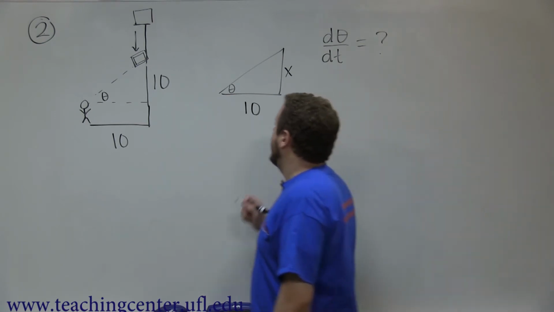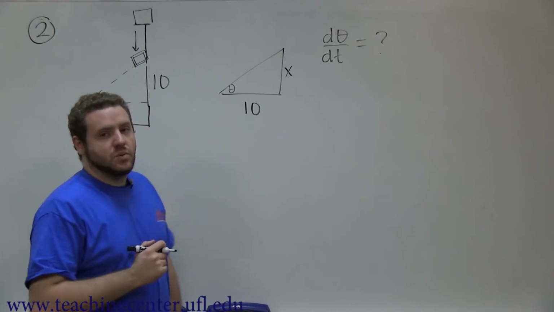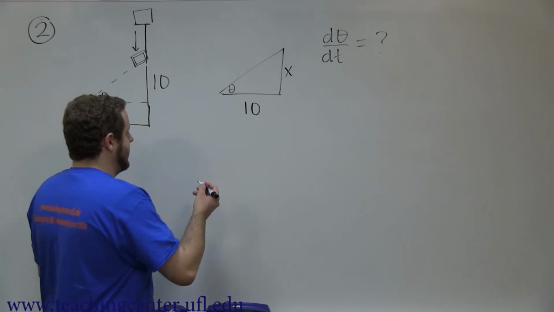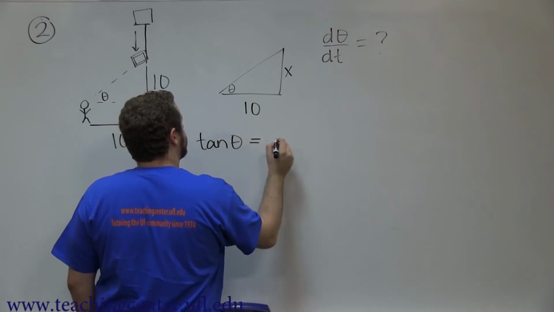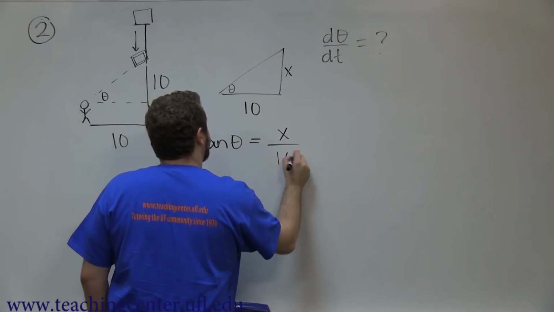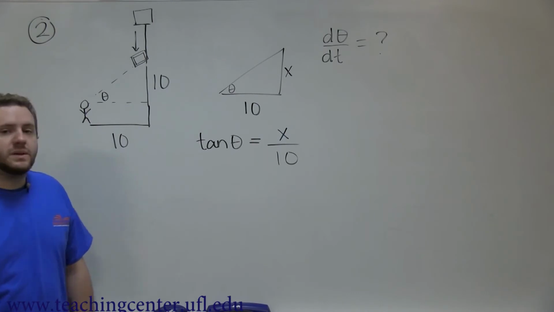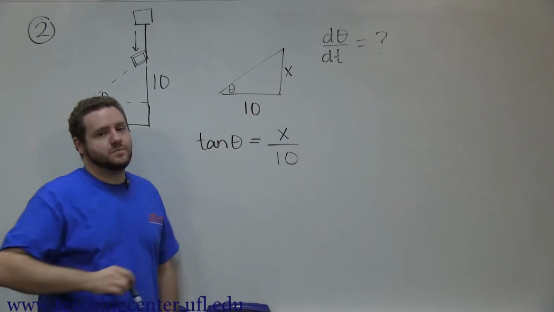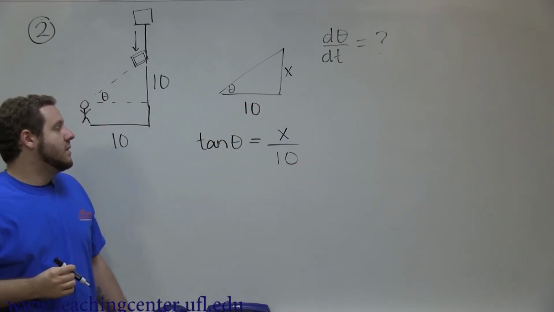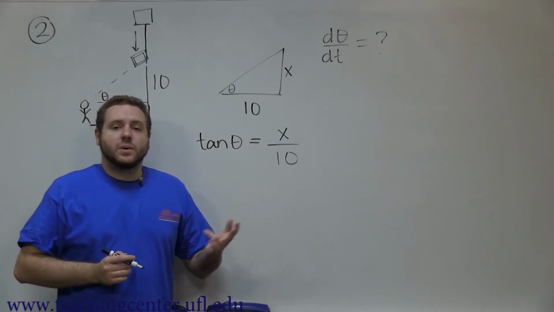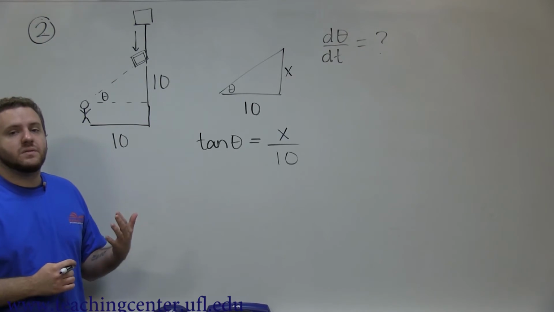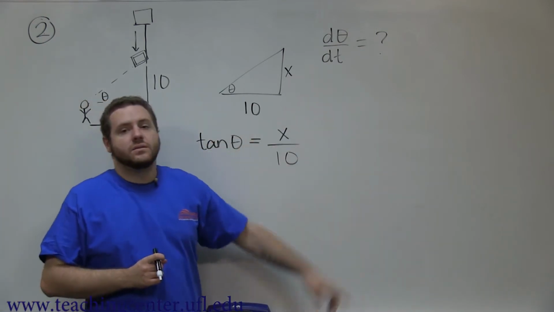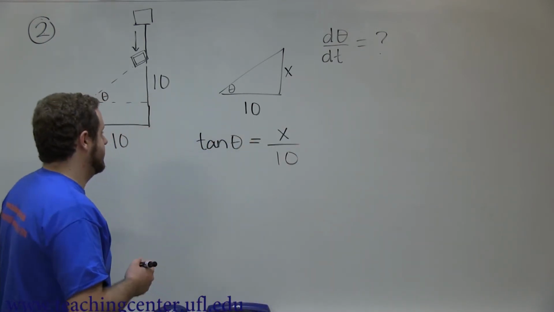So now I need an equation that relates all three of those quantities, and the easiest one to do here would be tangent. So tangent theta is equal to x over 10, the way that I drew this triangle, because tangent is opposite over adjacent. This is a perfectly valid equation, and that's exactly what we want to now take the derivative of with respect to t, because we'll get the things that we need to come out of this.